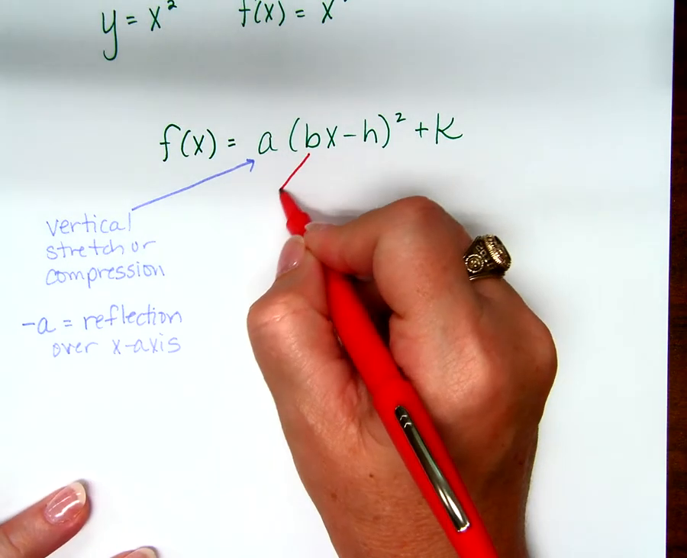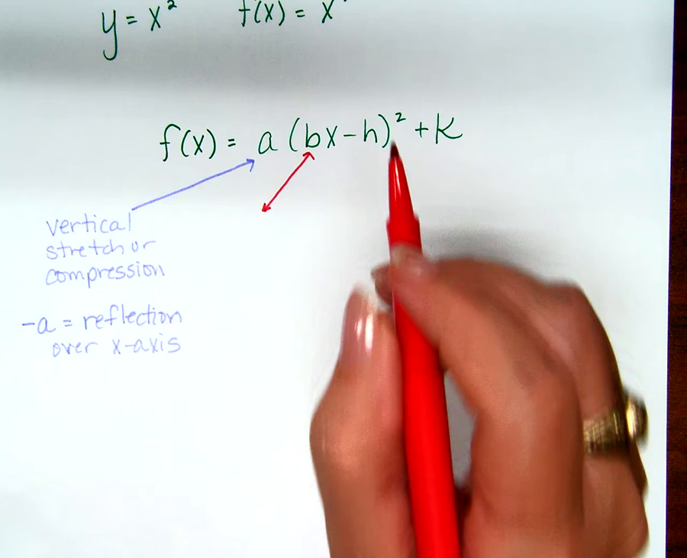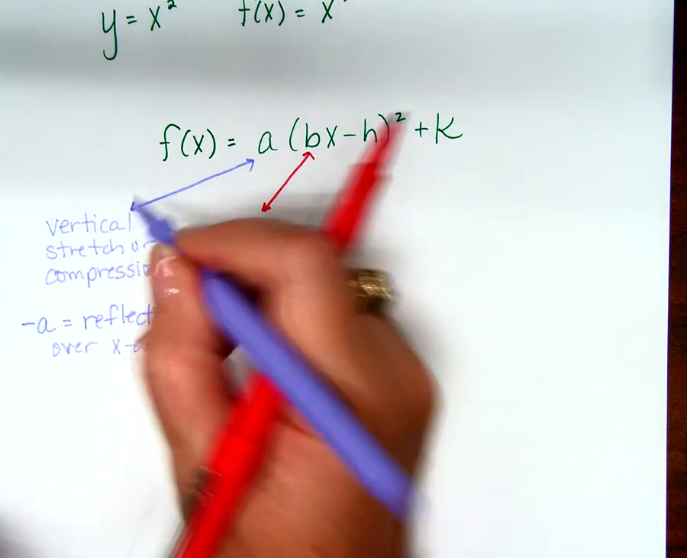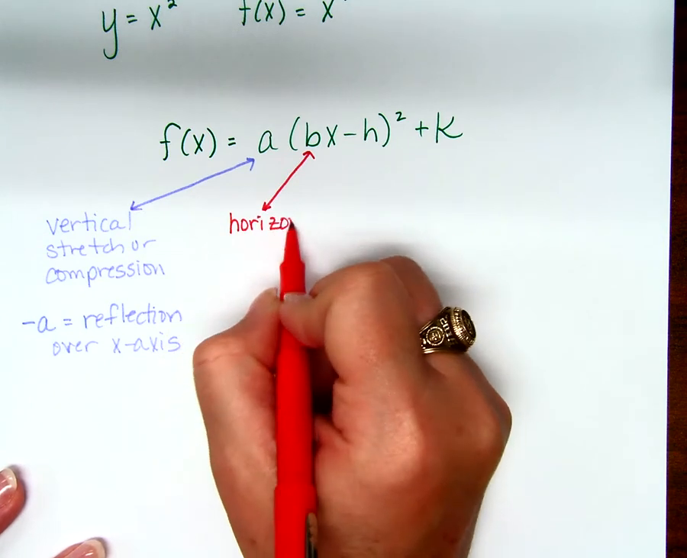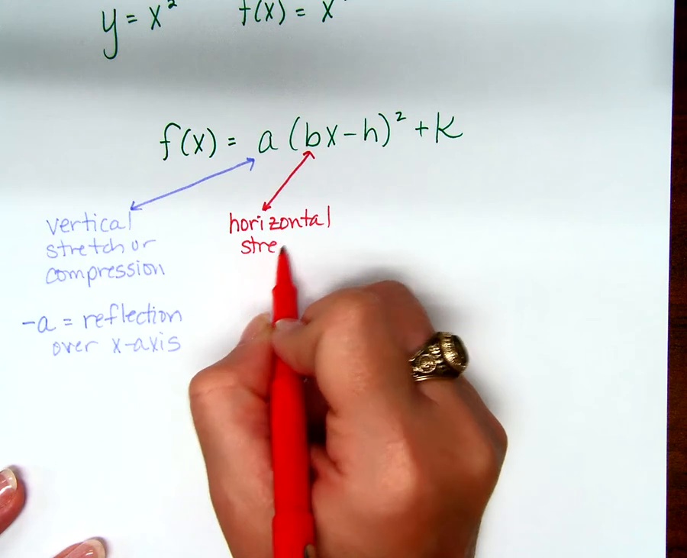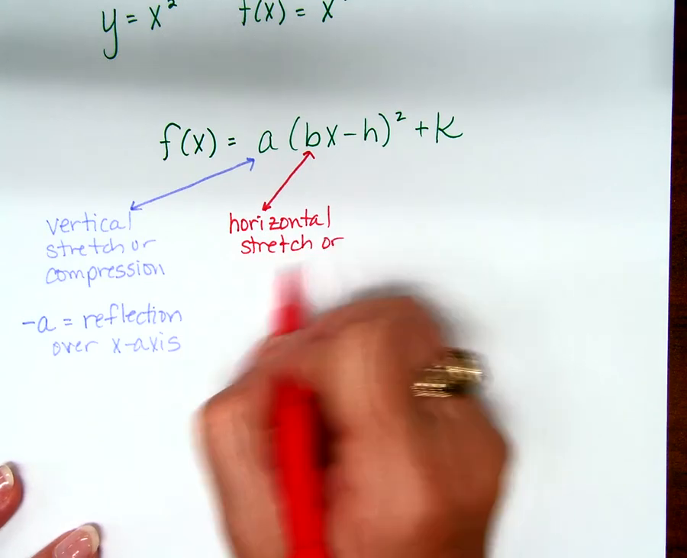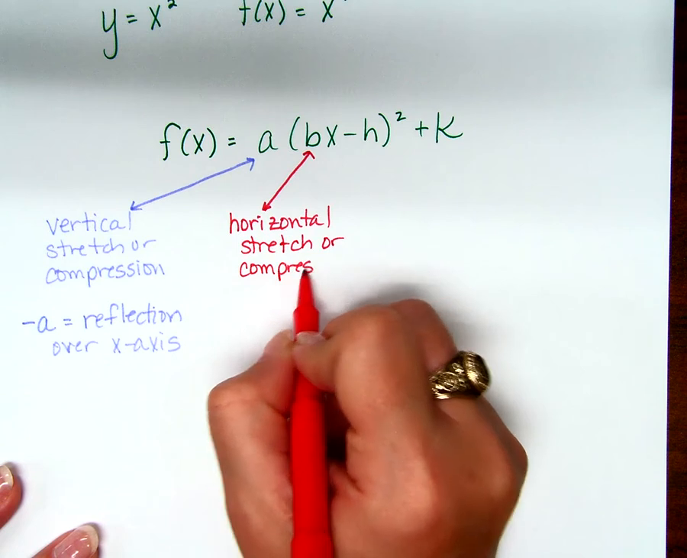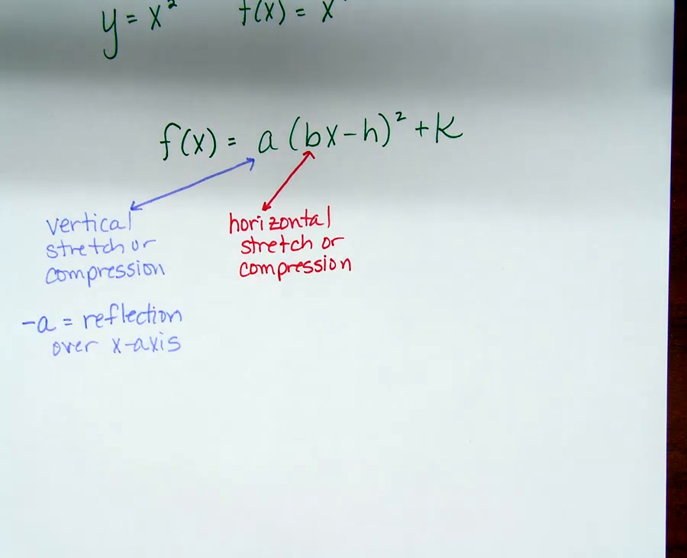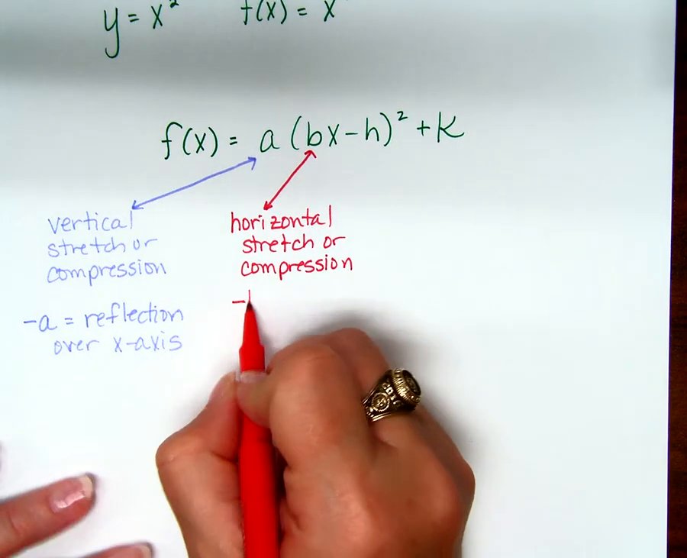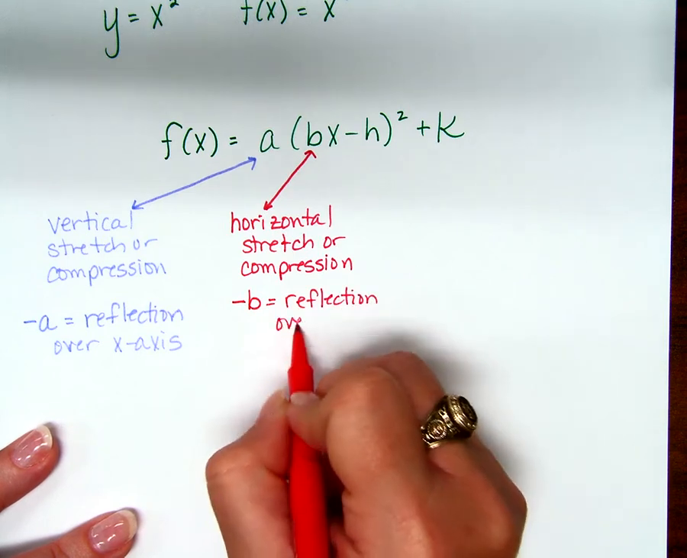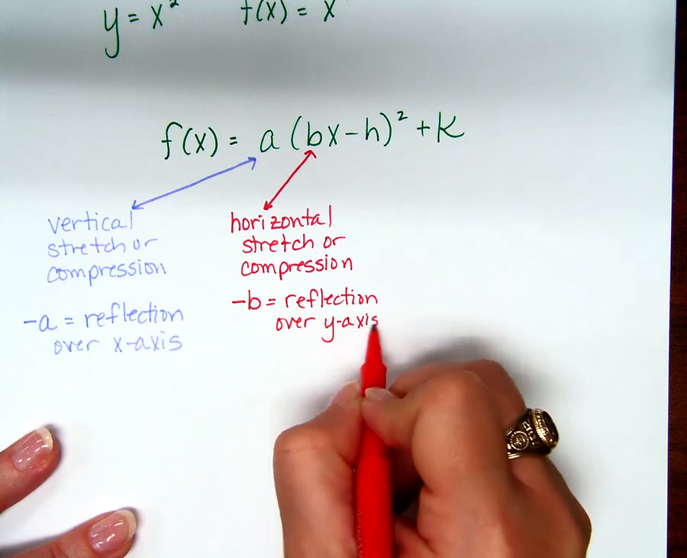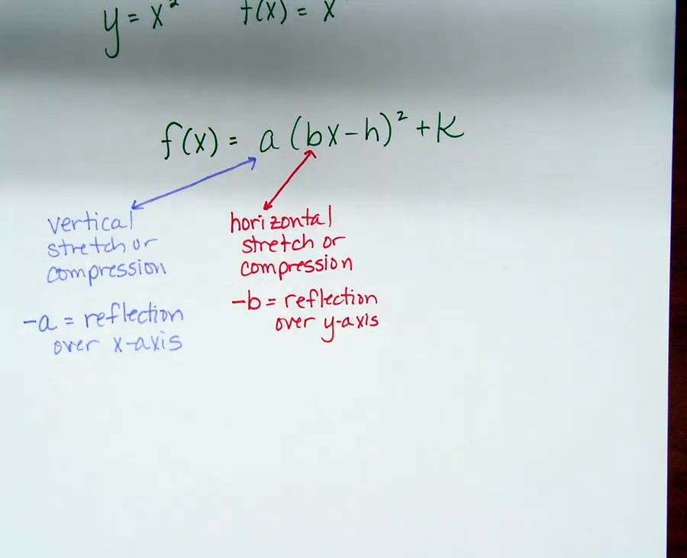What kind of change does B cause? Is there another kind of change that B can cause? So if B is negative, it would be a reflection over the y-axis. Good? Everybody okay so far?